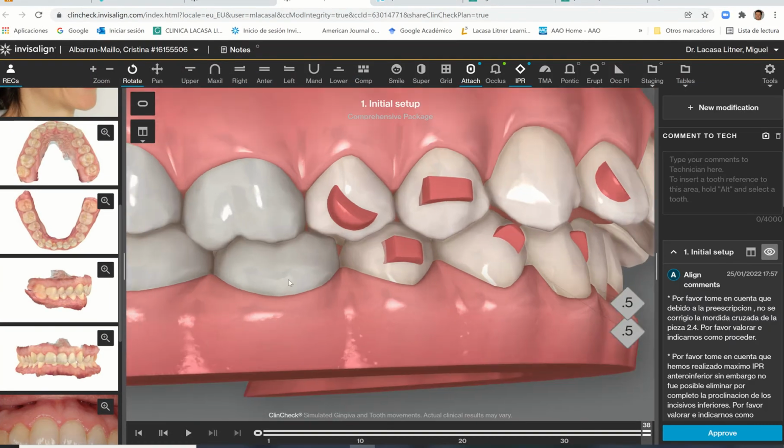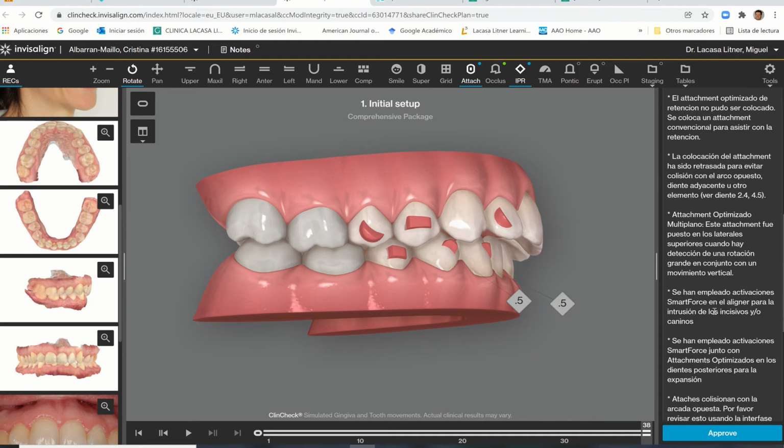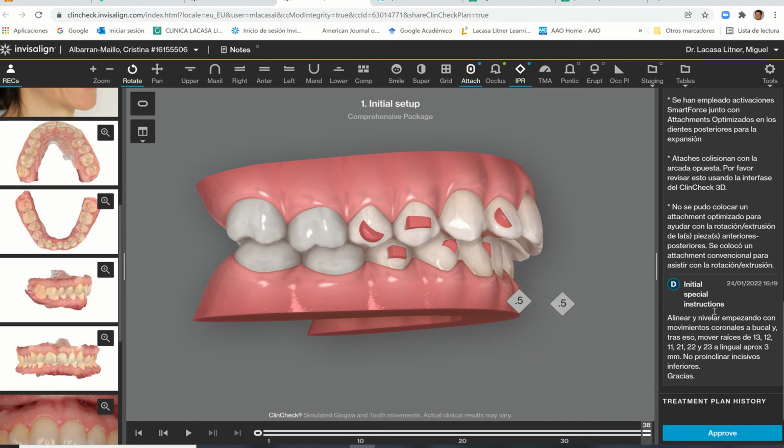this window, and as you can see, this is the initial setup, the first one. What did I ask the technician in my prescription form? I set align and level starting with coronal movements to buccal, and after that move the roots of upper right canine and the incisors and also the left canine to the lingual side, more or less 3 millimeters. Do not procline incisors in the lower arch.